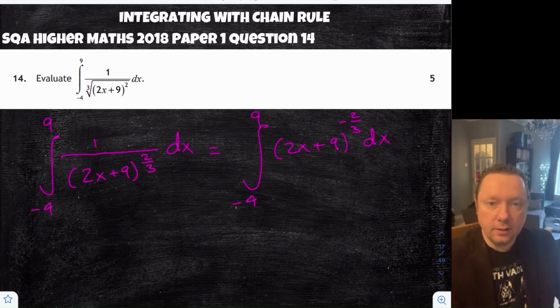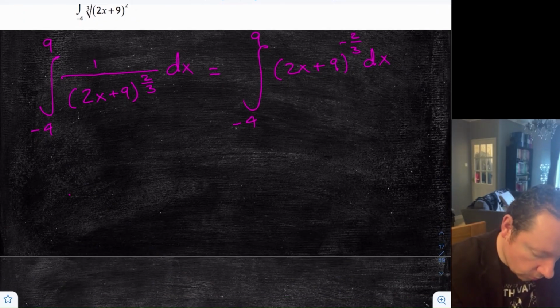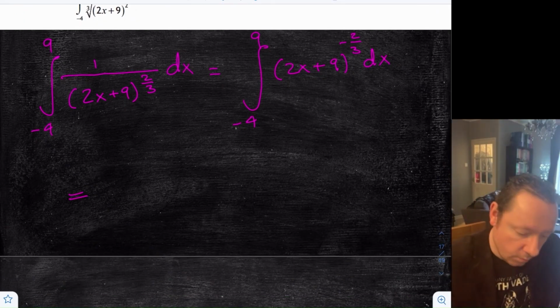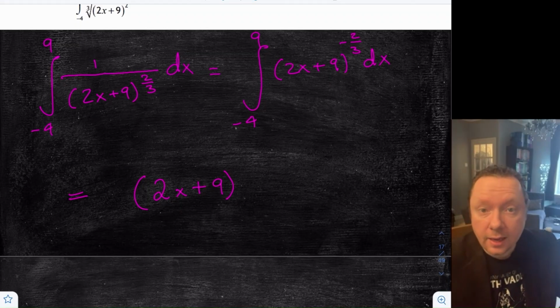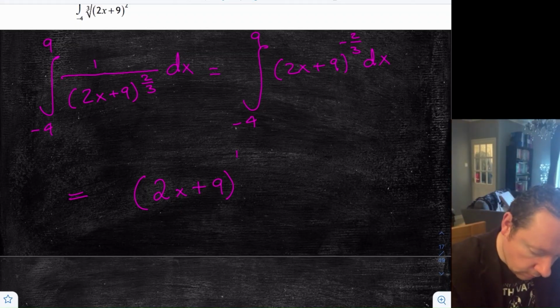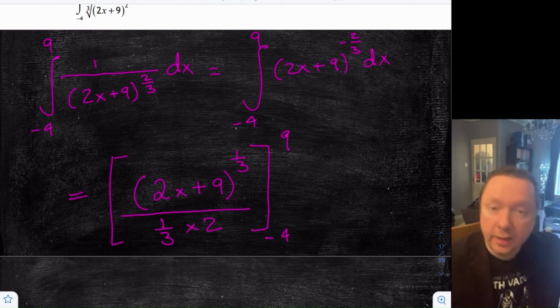And now we can integrate it. So we add 1 to the power and divide by the new power, so being very careful, we've got 2x plus 9. Add 1 is a third. Divide by our new power, so divide by a third, but also divide by this differentiated, which is 2. So I can say times 2 on the top and bottom as well, and that is between minus 4 and 9, which I'll substitute in when I'm ready.